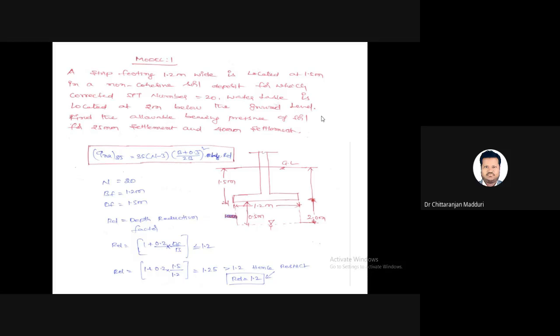Here I am determining the depth reduction factor. So Rd is equal to 1 plus 0.2 into depth of footing by width of footing. It should be less than or equal to 1.2. So the Rd value is 1.25, which is greater than 1.2. So Rd is taken as 1.2. If it is less than 1.2, take that value. If it is more than 1.2, restrict it to 1.2. So here the Rd value is greater than 1.2, so take only 1.2, not 1.25.